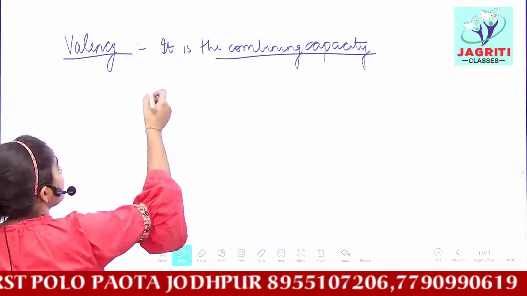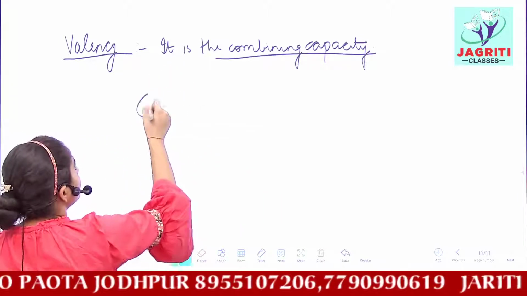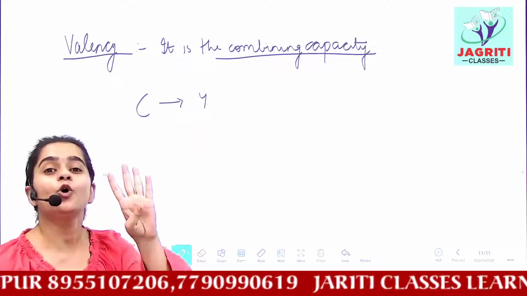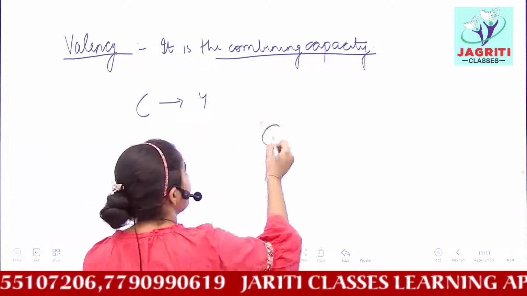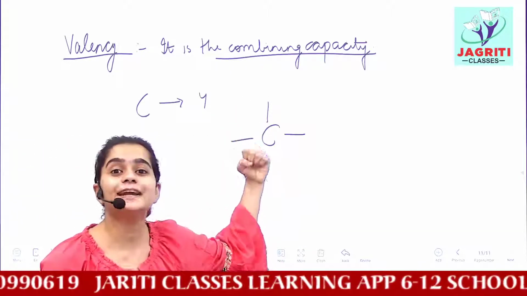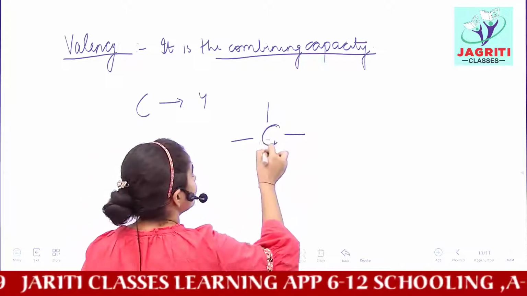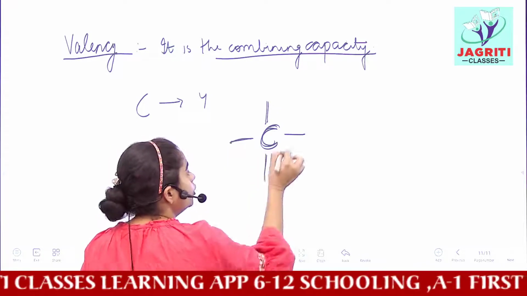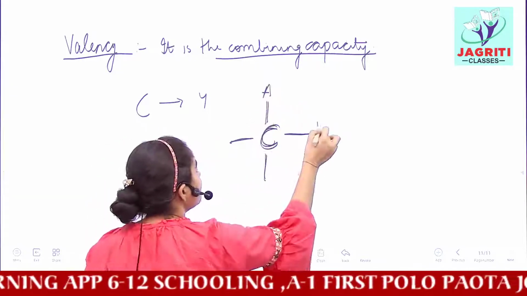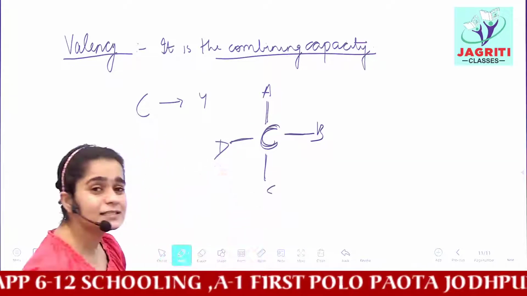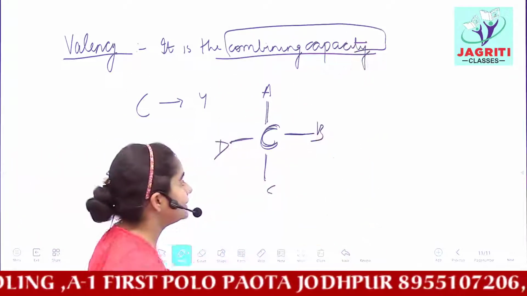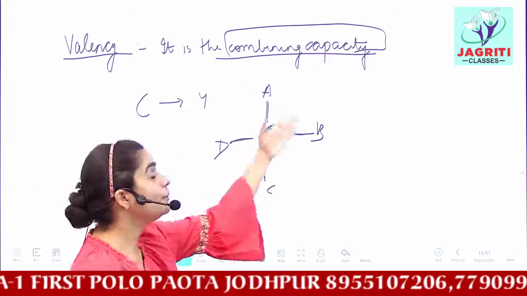So if we say that the valency of carbon is 4, it means carbon has how many hands? 4 hands. This means that at a single time, carbon can combine with 4 different atoms. That is, carbon atom has a valency of 4, which means carbon can combine with 4 different atoms, let's say A, B, C and D. This is what valency means. Valency means the combining capacity, that is, a given atom can combine with how many other atoms.